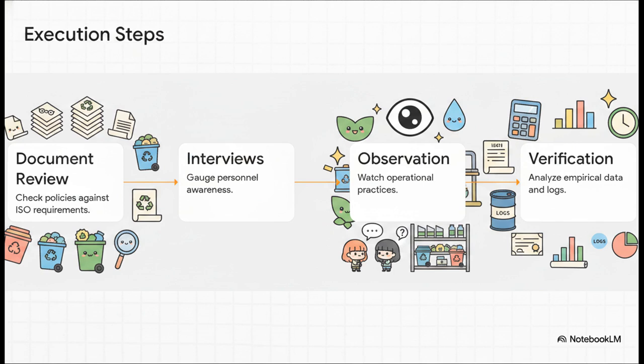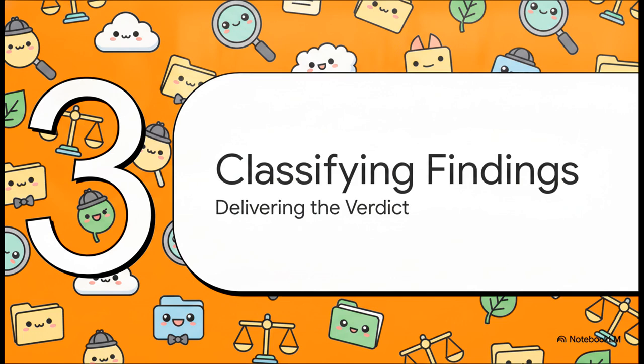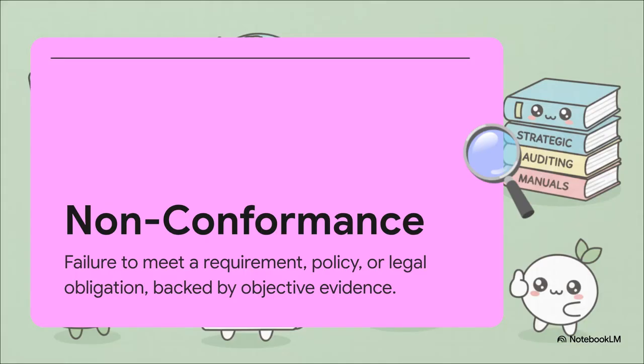Honestly, if an auditor skips the observation part and just reads documents in a conference room, they aren't getting the true picture. That brings us to Section 3, classifying findings, or delivering the verdict. Before we even try to categorize anything, we have to define exactly what a nonconformance actually is.